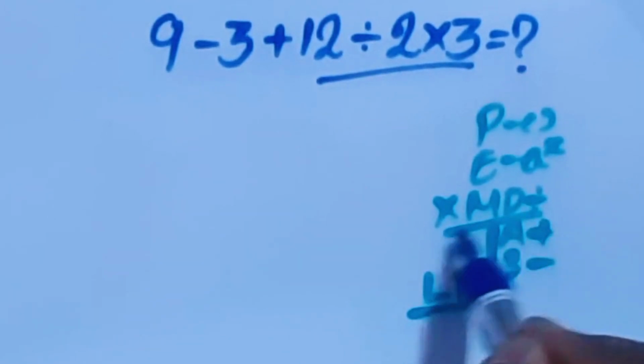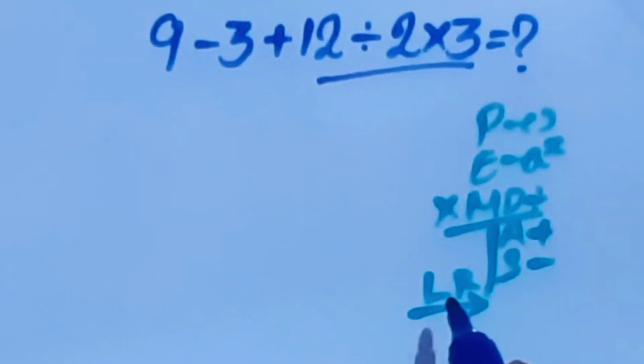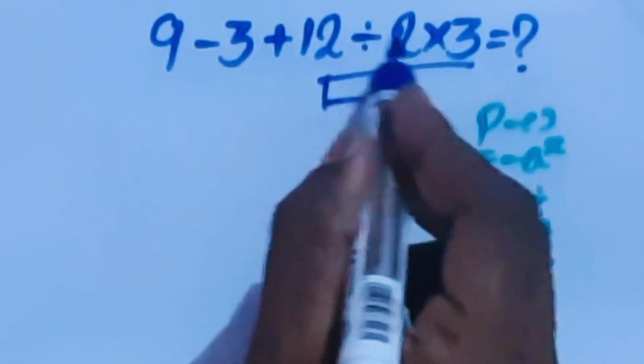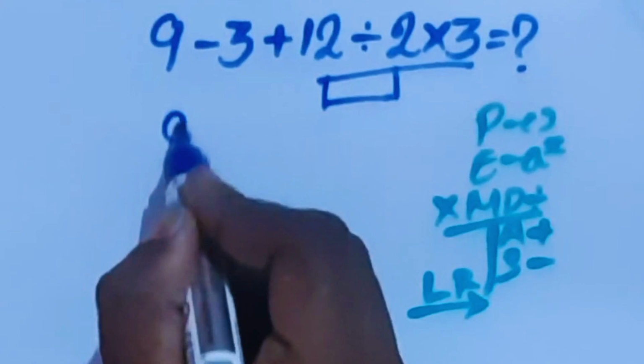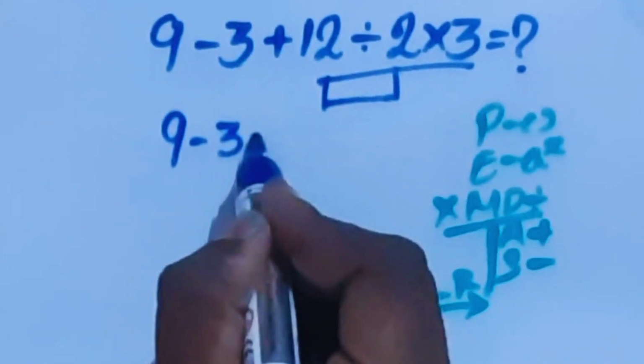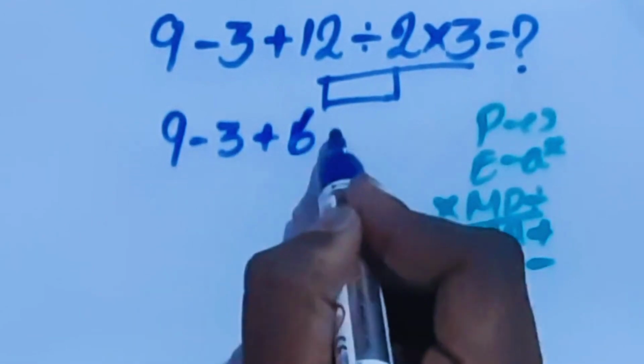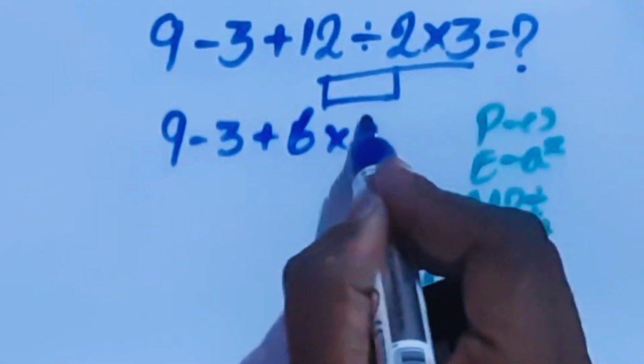Here multiplication and division are equal priority. For equal priority, we have introduced the left to right rule. Here left to right is this 12 divided by 2. So we have to do this before any other operation. So 9 minus 3 plus 12 divided by 2 is 6, times this 3.